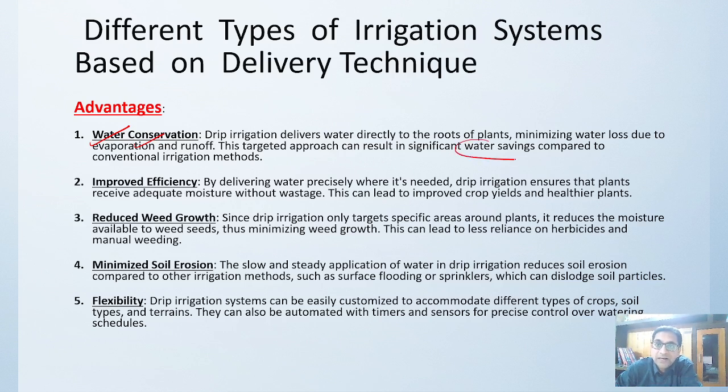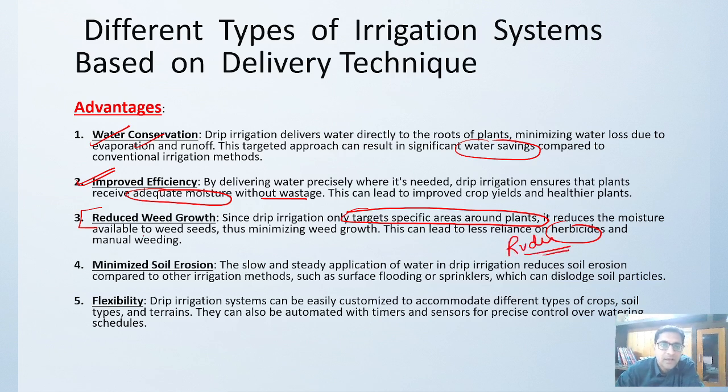It will help in preventing water loss. Efficiency will increase manifold because of the precise application of water; proper, adequate moisture will remain there without wastage. It reduces weed growth because we are only giving the amount of water the plant requires, only targeting a specific area around the plant, so there will be no unnecessary growth of weeds. If we flood the field, the weeds will automatically grow, right? That is why we don't need herbicides and manual weeding. So again, it reduces the cost.